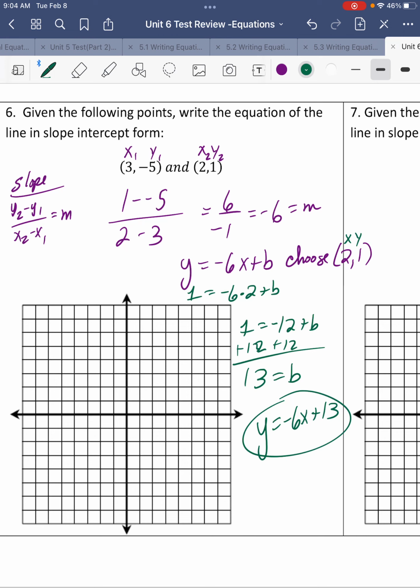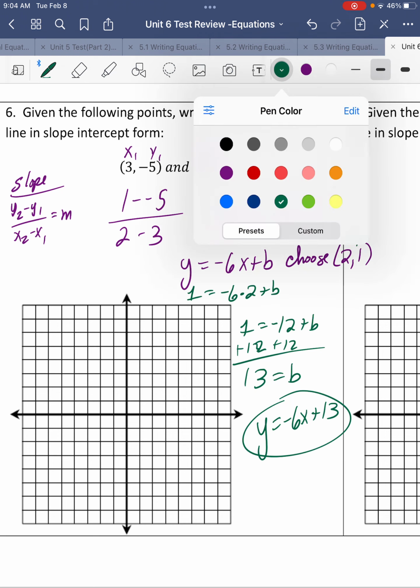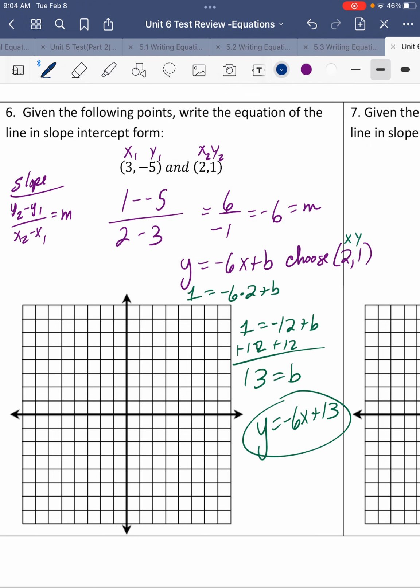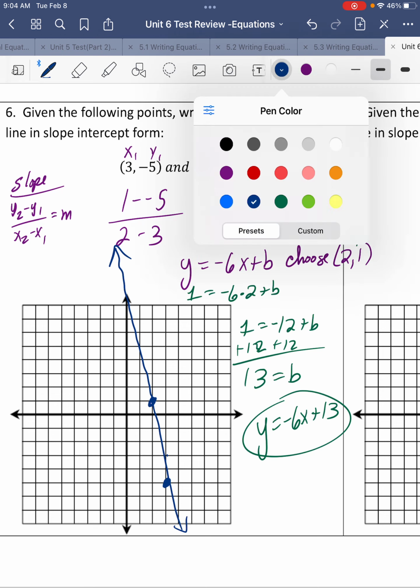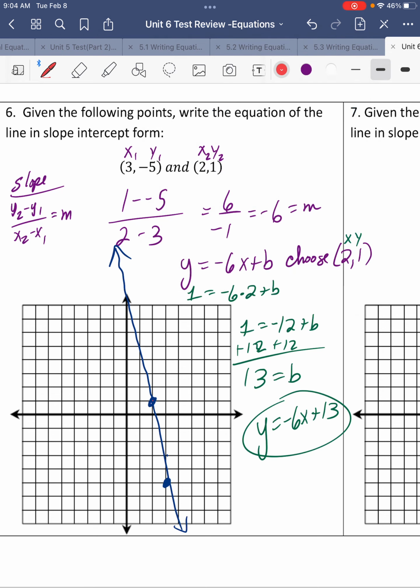Now, if we're going to do this on the graph, plot your 2 points, your 2 coordinates. Let me get a different color. Plot your 2 coordinates, so 3, negative 5, and 2, 1. We now need to find the slope of this, so this is the line that we're trying to figure out the equation for. Find your slope between the 2 points. To do that, I start on the left, I go down 1, 2, 3, 4, 5, 6, so that's negative 6, and to the right 1. So the slope is negative 6 over 1, which is negative 6.